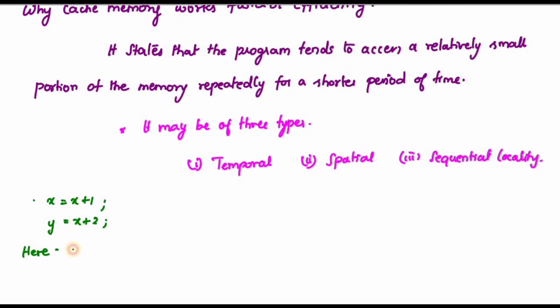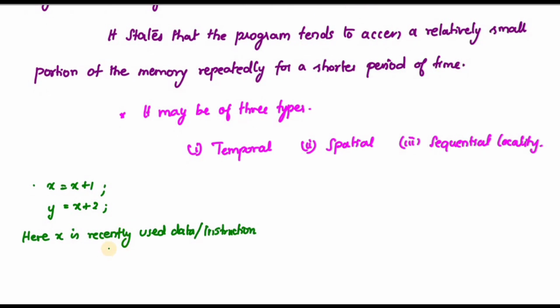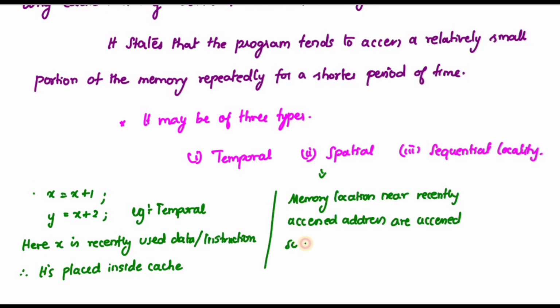So first, let us discuss what is meant by temporal locality. Let us discuss one example. Here, x is equal to x plus 1 and y is equal to x plus 2. So here you can see that x is recently used, right? I can take x as data or x as an instruction. Therefore, this instruction or data must be placed inside my cache. So this is an example of temporal locality.